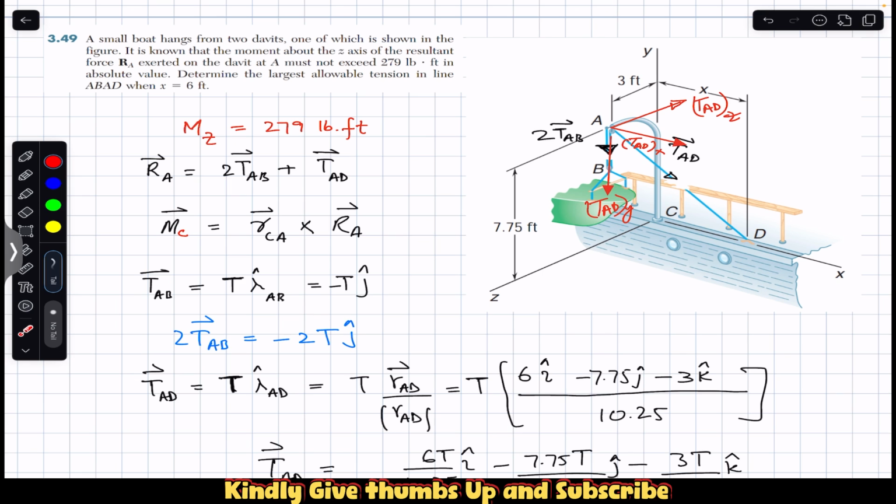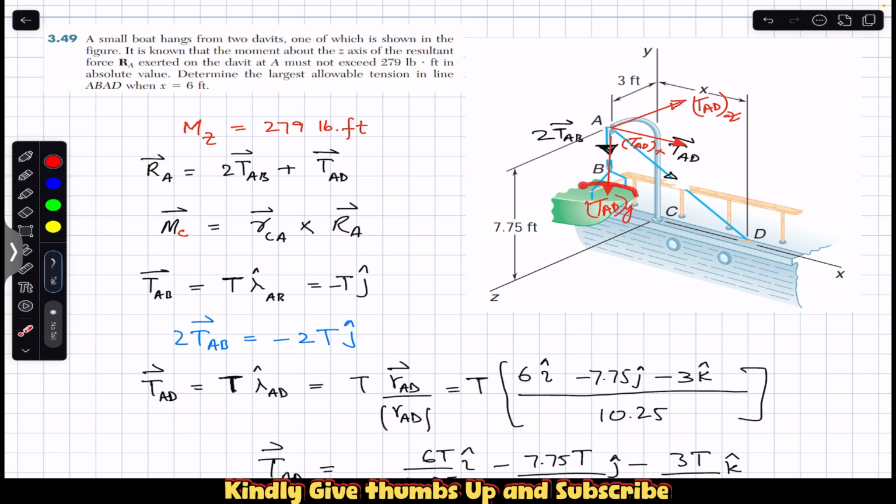Now we are given the moment about the z-axis. Look at these three components. You can see that the 2T_AB vectors intersect with the z-axis. In other words, the moment of this 2T_AB vector about the z-axis is 0. So these two tensions are not going to produce a moment about the z-axis, since the moments of these two vectors about that z-axis are 0.